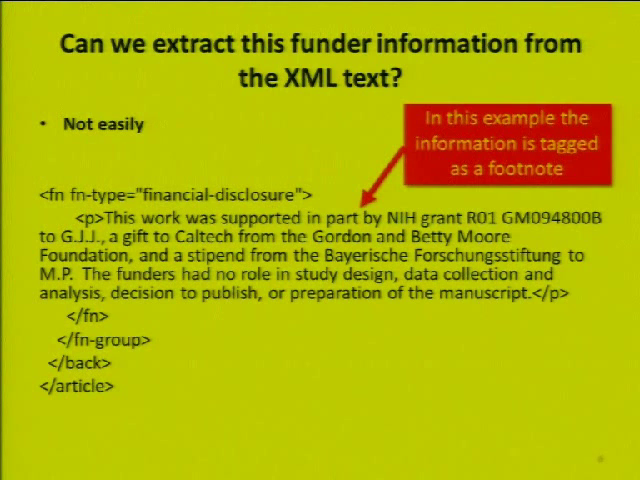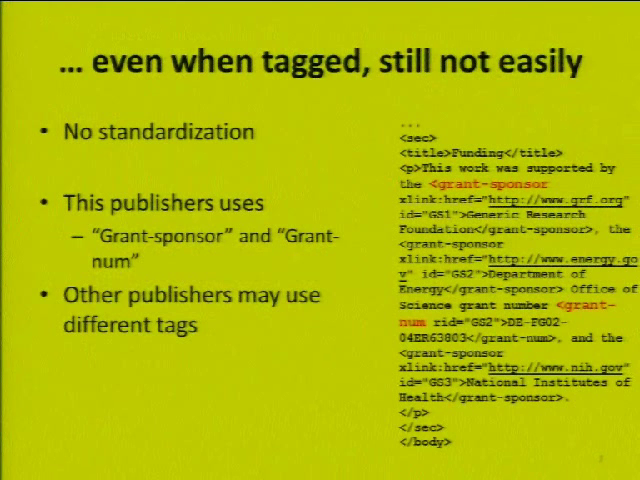And in this article, although the information is there and tagged within the XML file, it's not tagged as funding information, it's just tagged as a footnote. So again, even from a programmatic point of view, it'd be very difficult to find this information. There's also the problem that even when publishers do encode and tag funding information, they use different tags because there is no consistency. So this publisher uses grant sponsor for the funder name and grant-NUM for the grant number, whereas another publisher might use funder and funding program.